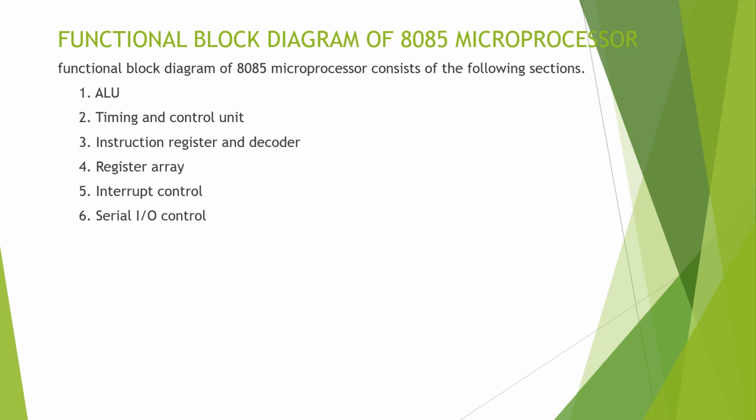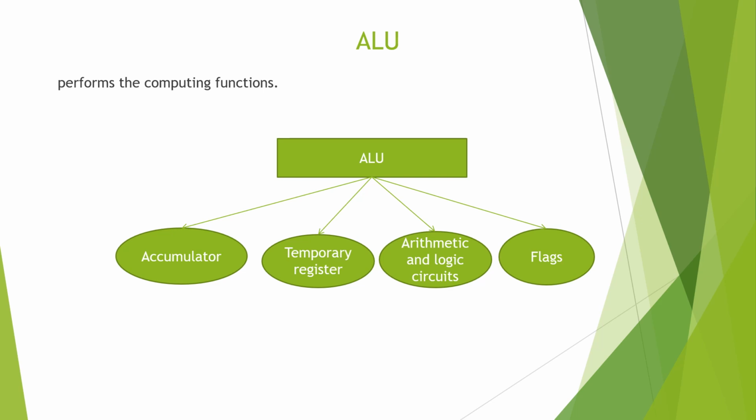The 8085 microprocessor consists of ALU, timing and control unit, instruction register and decoder, register array, interrupt control, and serial IO control. The ALU is used to perform computing functions, and the components of ALU are the accumulator, temporary register, arithmetic and logic circuits, and the flags.